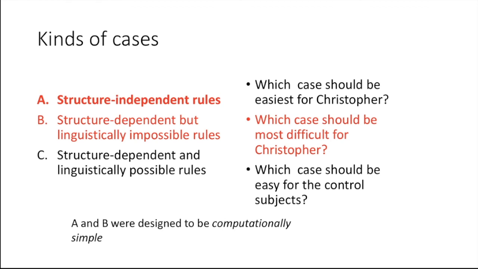And which case should be easy for the control subjects? Well, A and B. Why? Because they are, again, computationally simple. They're just a matter of counting, right, and putting this in and switching this. They don't have any appeal to complex hierarchies. So, on the idea that subjects are just taking this as a normal problem-solving task, they would have no problem with A and B, but C perhaps would be more difficult.